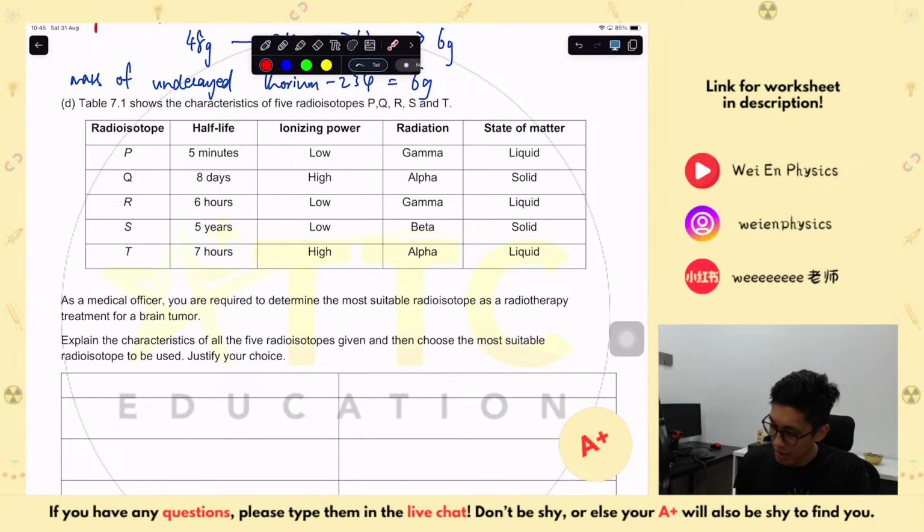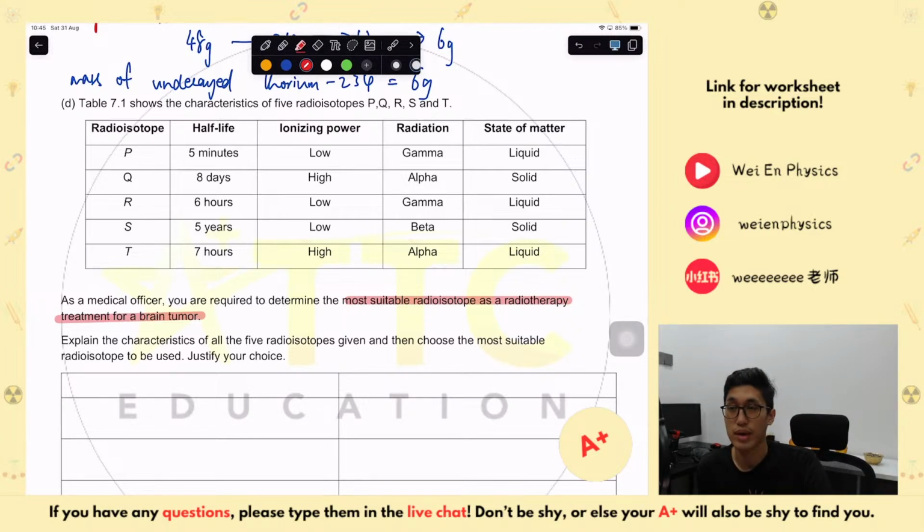Okay, so you are trying to determine the most suitable radioisotope as a radiotherapy treatment. Okay, this one. Most suitable isotope for radiotherapy treatment for brain tumor. Now, this means what? This means that you're trying to treat a human. So, when you're trying to treat a human, you have to make sure that the half-life is short. Always you have to make sure the half-life is short.